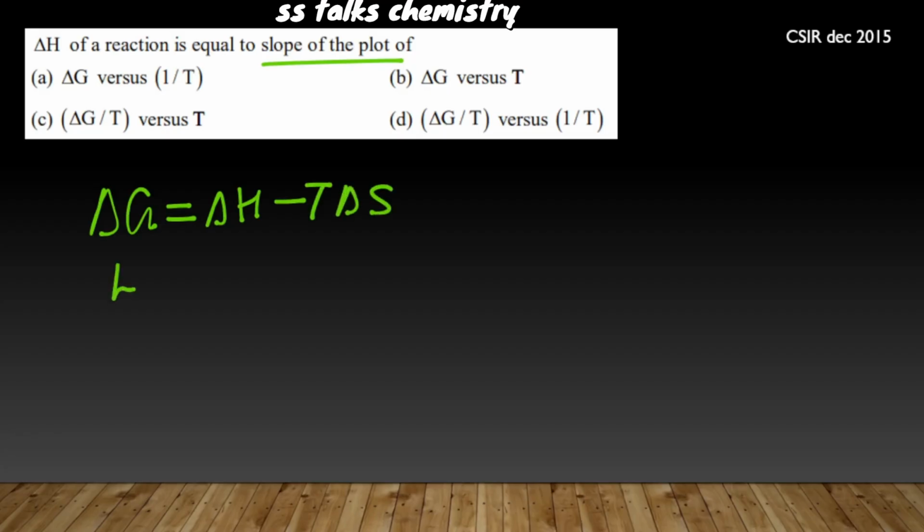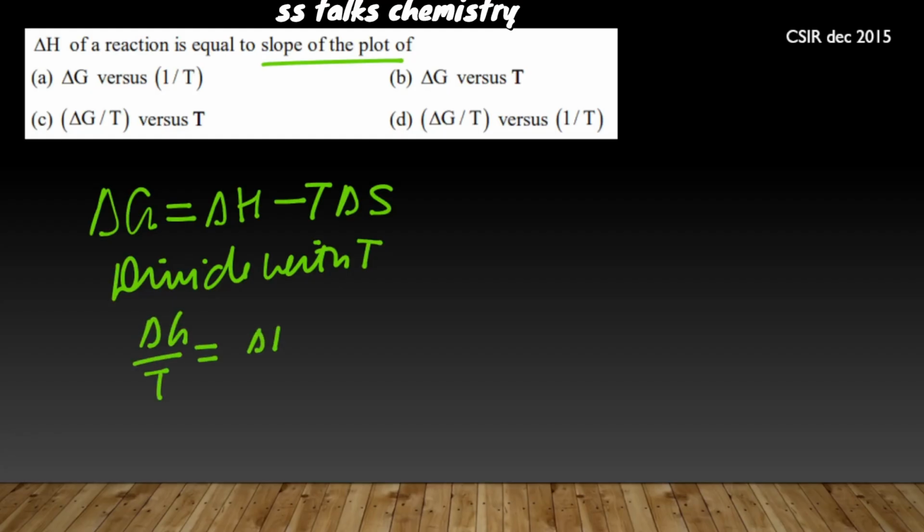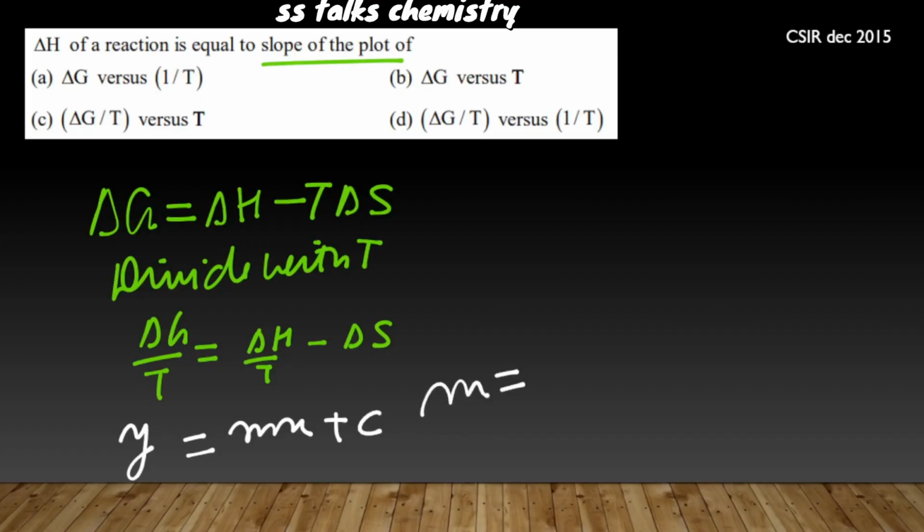So if I divide this by the temperature, we will be getting delta G by T equals delta H upon T minus delta S. So if you make a plot for delta G by T versus 1 by T, Y is equal to mx plus c. So the slope value you wanted, that is delta H in this case, right?